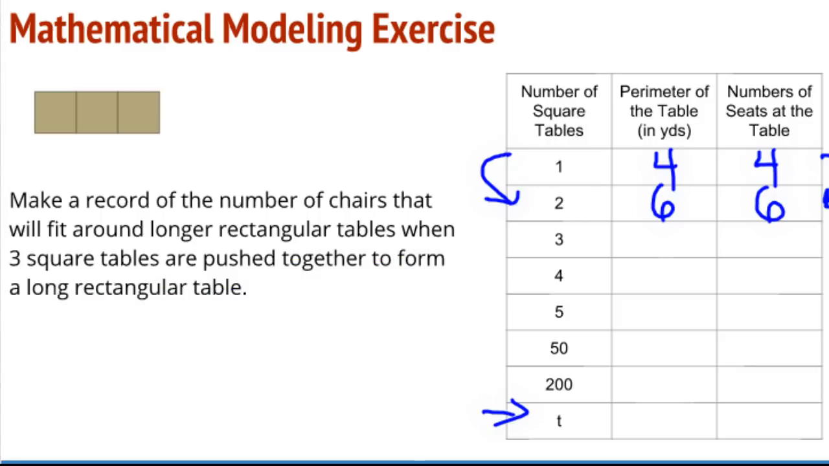Now I've got 3 tables. Well, I used to have, well, let me draw my people who were here before. There used to be someone sitting on the end here, but that person has now been moved over to here. And I've got 2 people. So with 3 tables, I've got 1, 2, 3, 4, 5, 6, 7, 8. I've got 8 people and a perimeter of 8 yards.